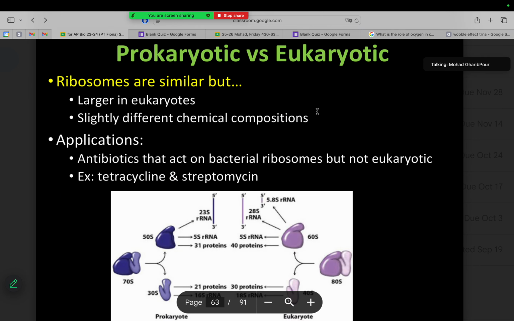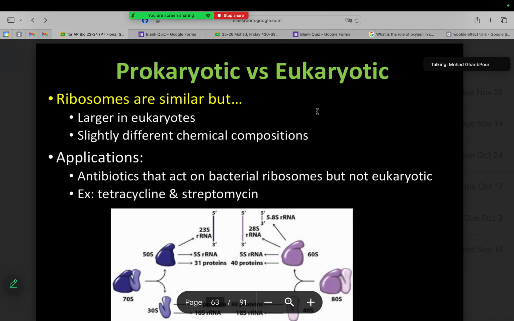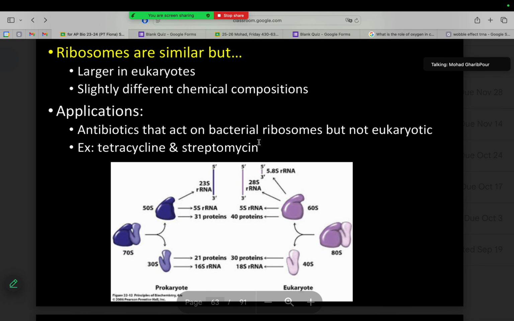Okay, the ribosome is different between prokaryotes and eukaryotes. This is another difference you guys have to memorize. The ribosomes are larger in eukaryotes, larger in size, with slightly different chemical compositions.